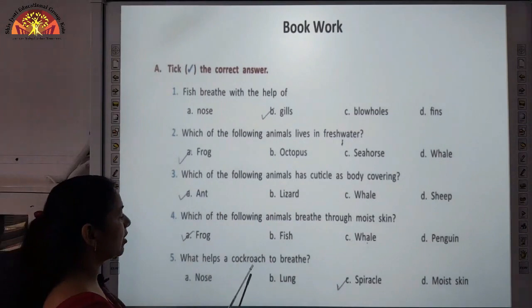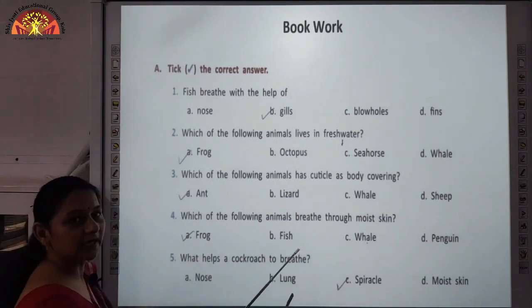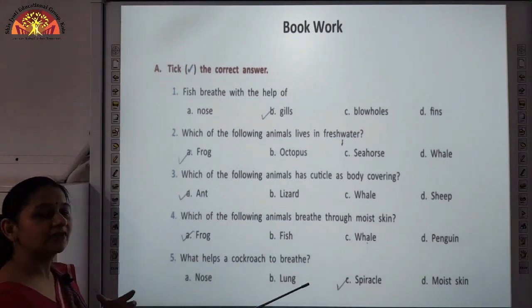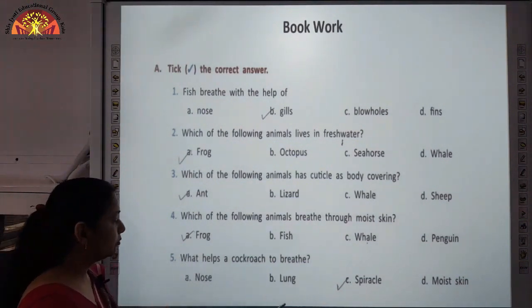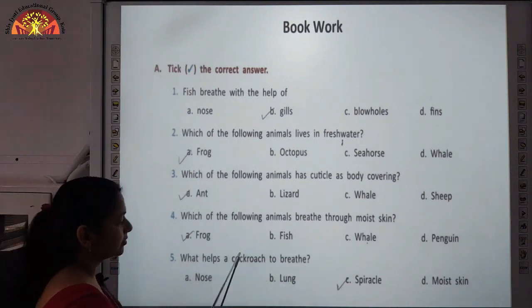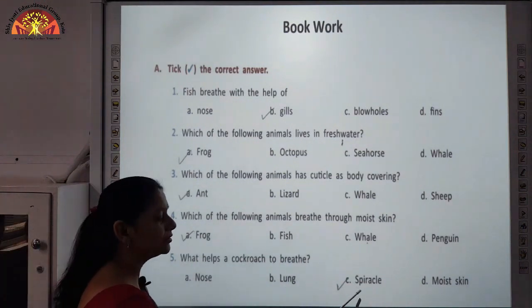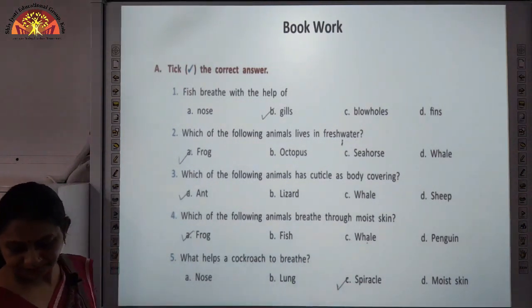What helps a cockroach to breathe? Insects, they have spiracles to breathe, and here cockroach is an insect, so it breathes through spiracles.